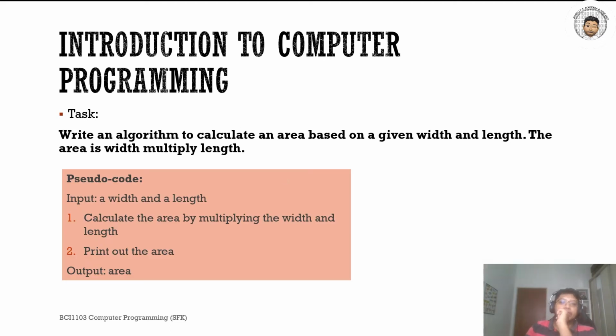When you write the pseudocode, you need to make sure that you know what the width and length are first. So the user needs to give an input to the computer, what the width is and what the length is. From there, you calculate the area by multiplying the width and length. At the end, after you get the result of the multiplication, you print out the area and display it to the user. This is basically the pseudocode of what you want to do.